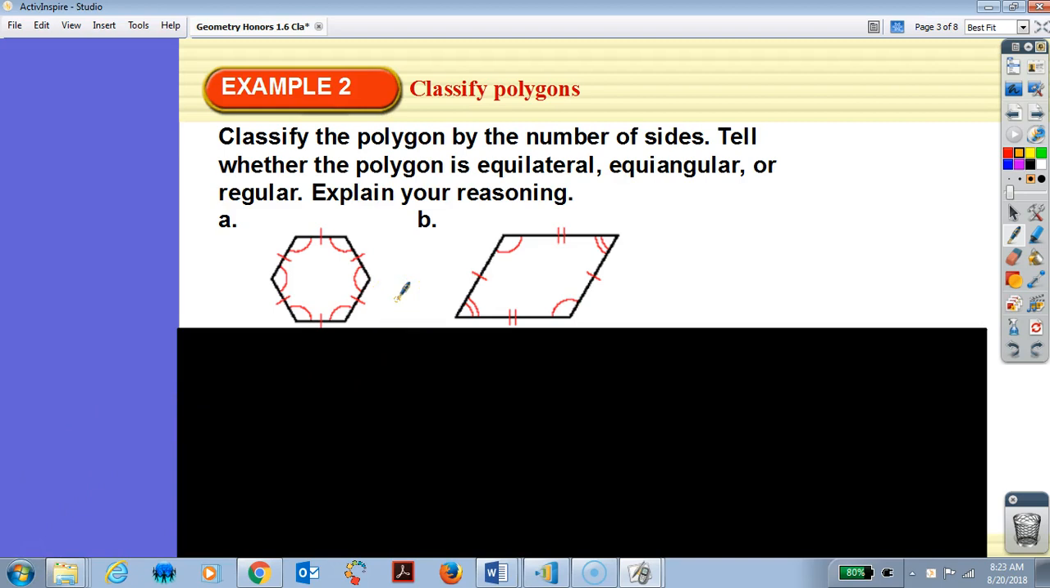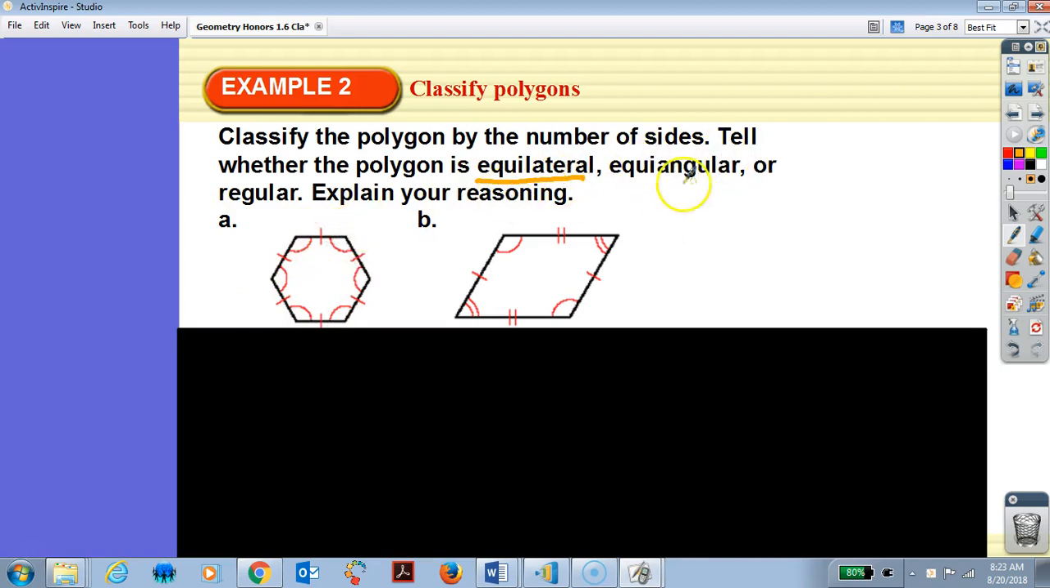All right, so now that you guys had some time to write down all the different types of polygons based on number of sides, we're going to look at these. So on A, we want to classify the polygon by the number of sides first. So how many sides? 1, 2, 3, 4, 5, 6. What is this called? It is a hexagon. Do you guys see these tick marks? What do these tick marks say? Hey dude, I'm equal. All of these side lengths are equal. If the side lengths are equal, it is an equilateral.